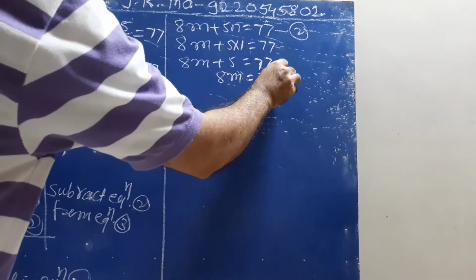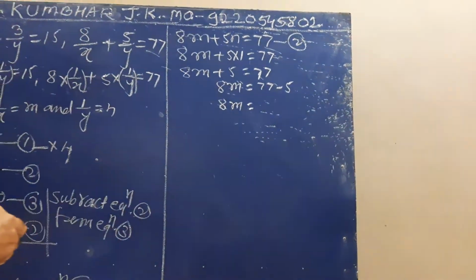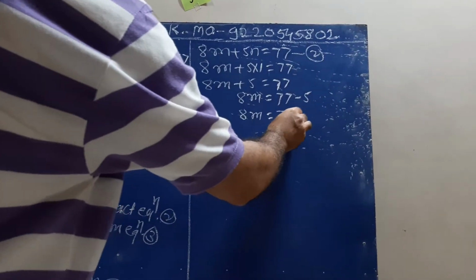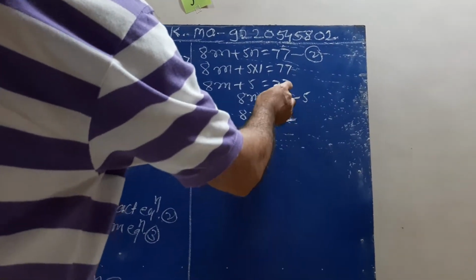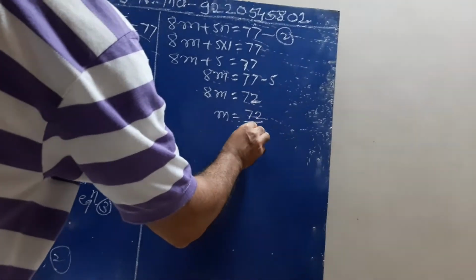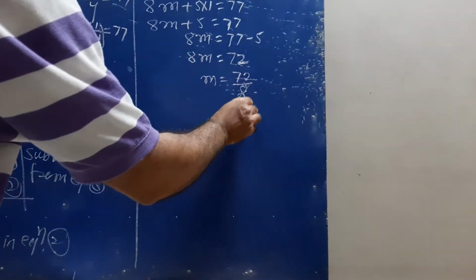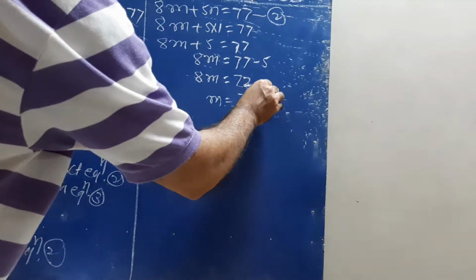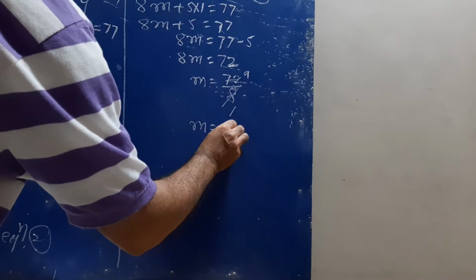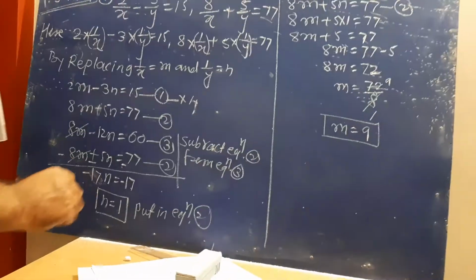8m is equal to 77 minus 5. 8m is equal to 72. 7 minus 5 is 2, and 7 as it is. m is equal to 72 upon 8. 8 ones are 8, 8 nines are 72. Means m is equal to 9.